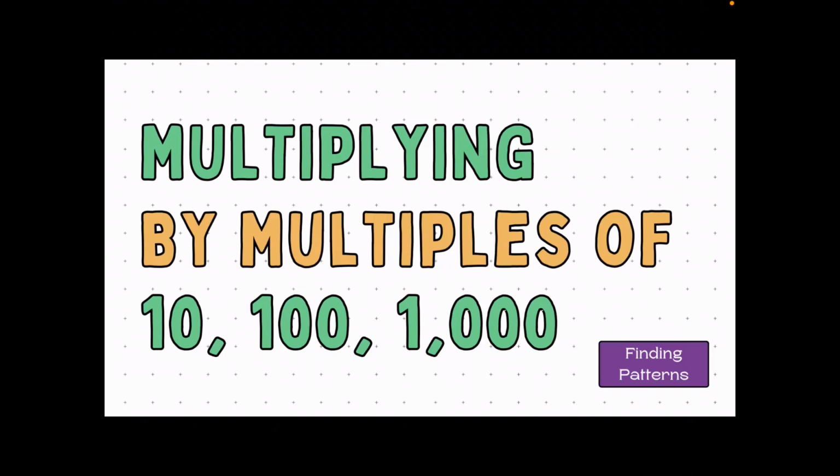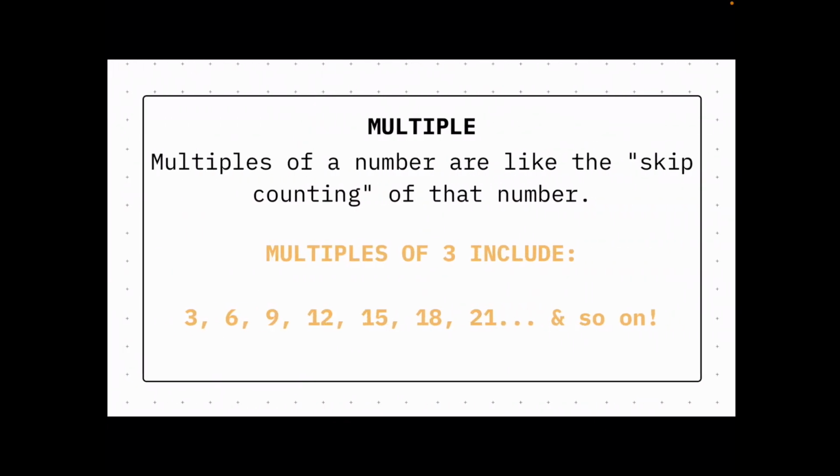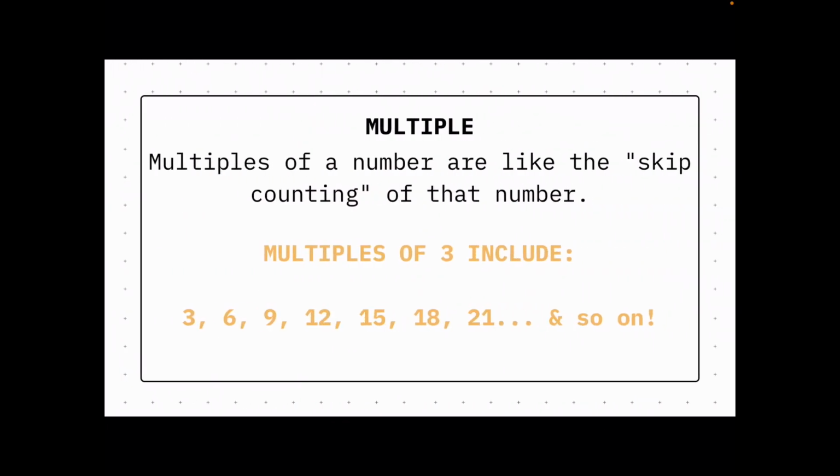This skill is going to cover when we multiply by multiples of 10, 100, and 1000. First off, what is a multiple? So a multiple of a number is kind of like when we're skip counting a number. So the multiples of 3 would include every number that we say when we skip count by 3. So that would include 3, 6, 9, 12, 15, 18, 21, and so on. All of those are multiples of 3.